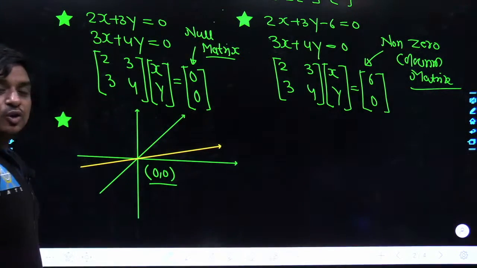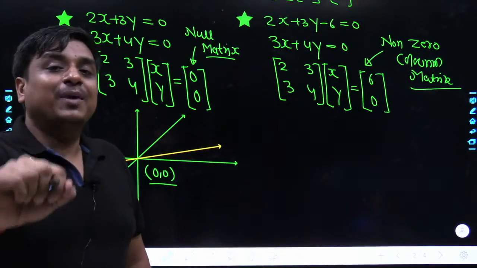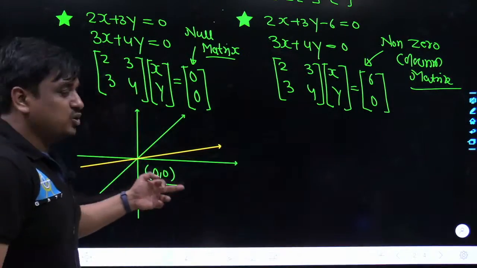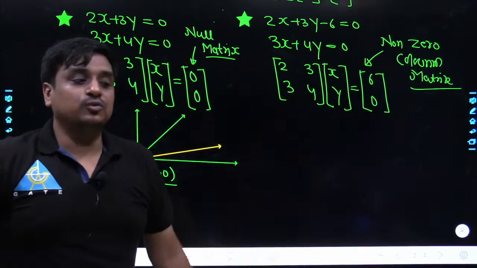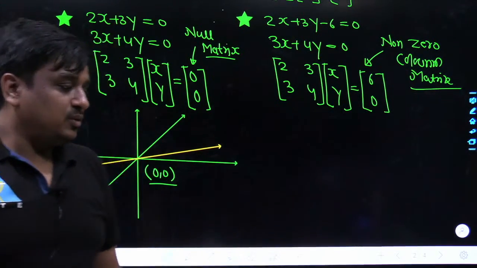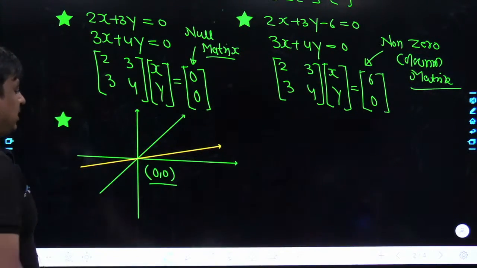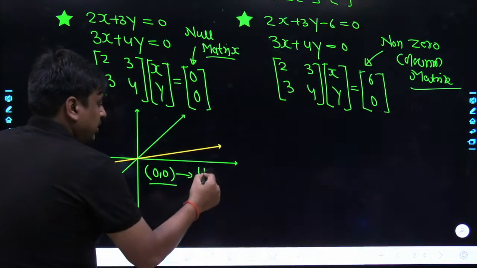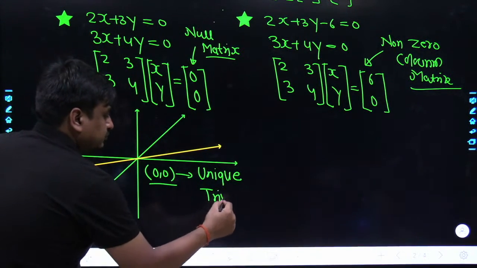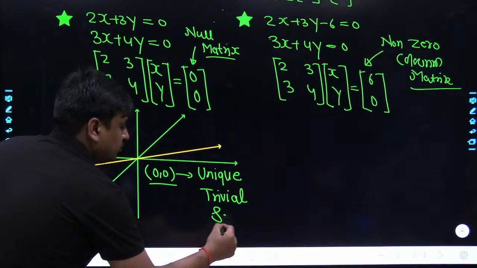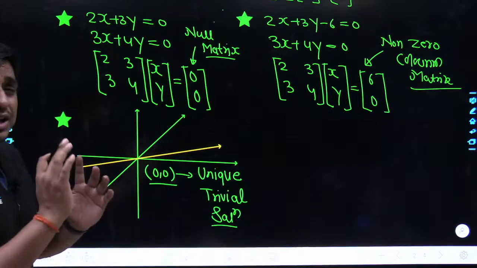It would have a unique solution. Whenever the homogeneous linear equation has a unique solution, keep in mind that solution would always be 0, 0, maybe 0, 0, 0 in case of 3D coordinates, or in general the trivial solution. Is that part clear? So here it's a case of unique solution or trivial solution. Is that part clear?